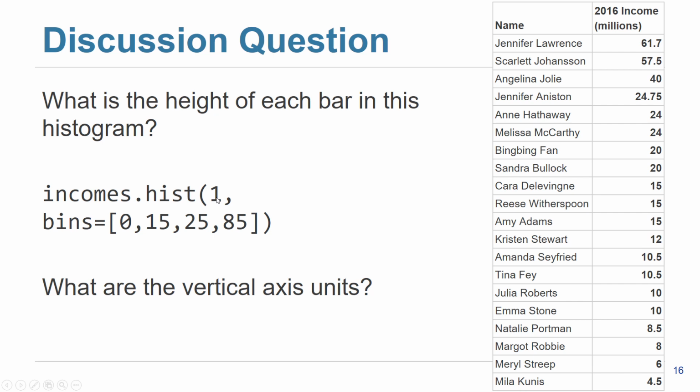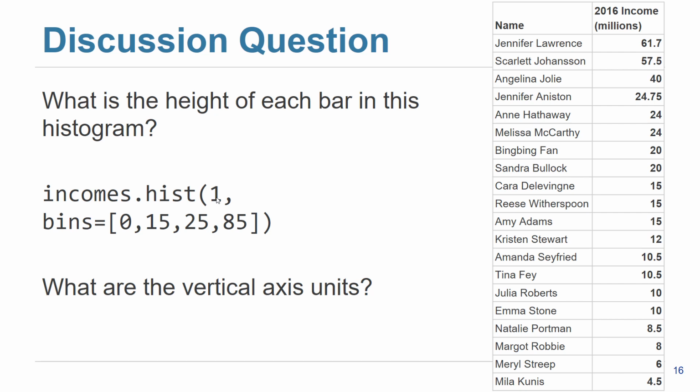Okay. Now what are the bins? I cannot say the bins are 0, 15, 25, 85. These are not the bins, these are just a representation of the bins. Each bin is an interval, right? So what are the intervals? From 0 to 15, 15 to 25, 25 to 85. So we have 3 bins here.